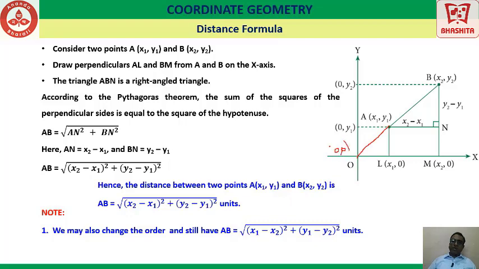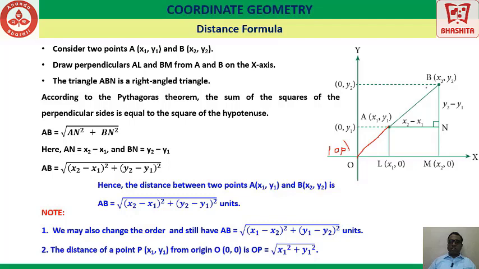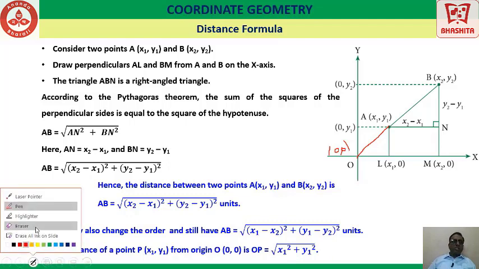Now what would happen is the formula will simply change to root of x1 square plus y1 square. That is, if you take x2 y2 as 0 0, then what will happen? The distance from origin to any point A x1 y1 will be root of x1 square plus y1 square. Now, what all we discussed, we can clearly see in one simple example.